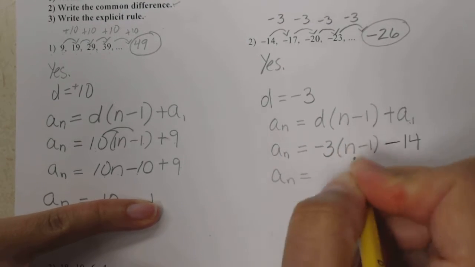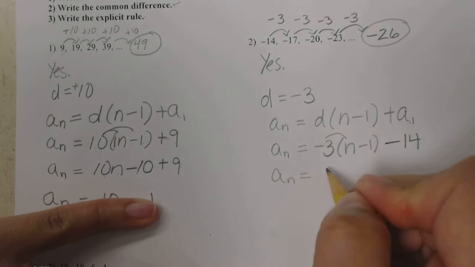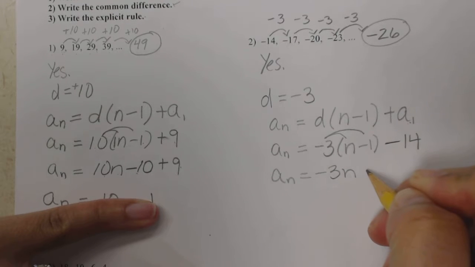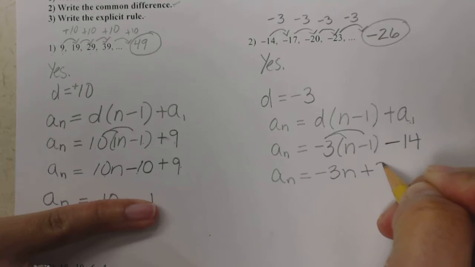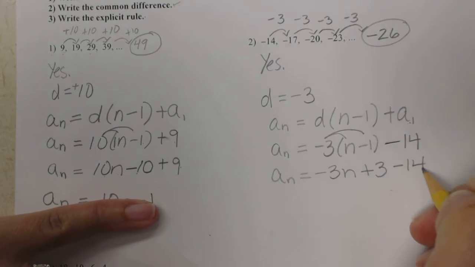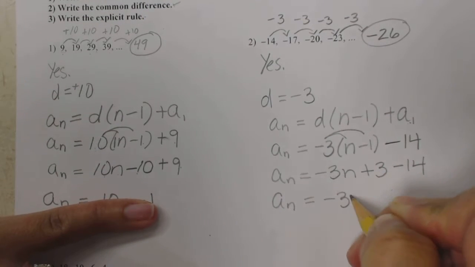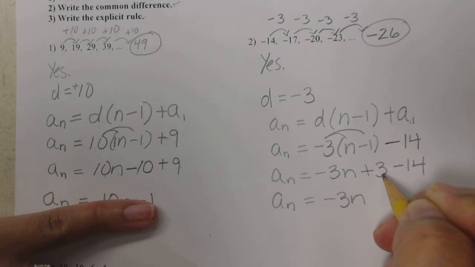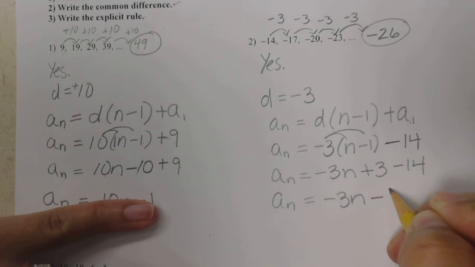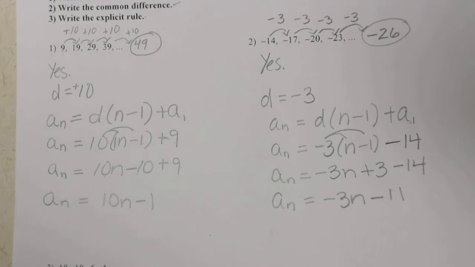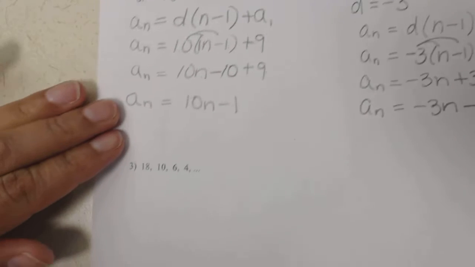So now let's simplify this side of the equation by multiplying negative 3 times n, which is negative 3n. Negative 3 times negative 1, which is positive 3, bringing down my minus 14. This gives us A sub n equals negative 3n. Combining like terms, 3 minus 14 is going to give us negative 11. So there's my explicit rule. A sub n equals negative 3n minus 11.